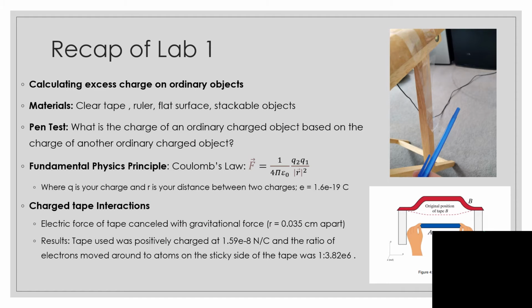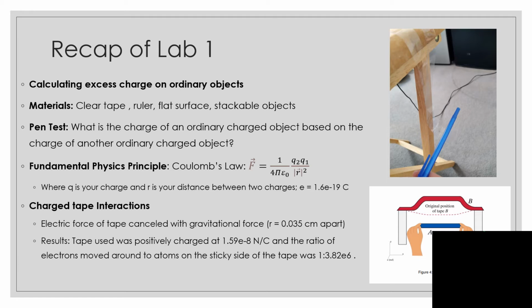Lab 1 introduced us to the charge tape system, which calculates the excess charge on ordinary objects such as Scotch tape. We were able to measure the length of each tape and the distance between two charged pieces when the top tape's electric force cancels out with the gravitational force. With the help of Coulomb's law, which provides the electric force between two charged objects, we used the law that explains the cancellation of tape A's electric force on tape B by gravity, and how similar charges, such as those of the two pieces of tape, repel each other.